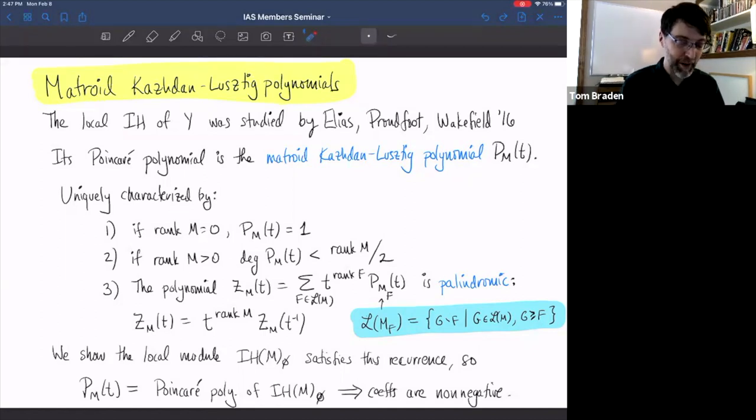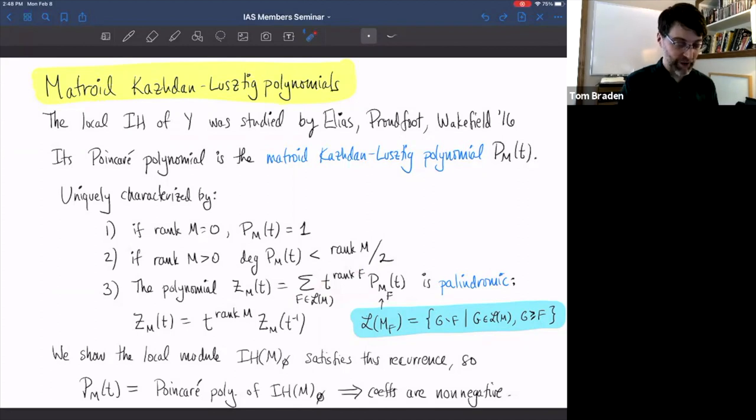So I'm going to give you a quick definition of these polynomials, which is not the original one, but it's a little easier to state. So these polynomials are uniquely characterized by a base case, which is just if the rank of the matroid is zero, then you get one. For any other matroid, there's a degree vanishing, which is that the degree should be less than half the rank. And finally, if you add up over all flats the polynomial corresponding to what's called a contraction of the matroid, which is basically the partially ordered set where you start from F and you take everything above F. So that would be the partially ordered set that you're looking at. And you take all those Kazhdan-Lusztig polynomials and multiply by the rank, and this polynomial should be palindromic.